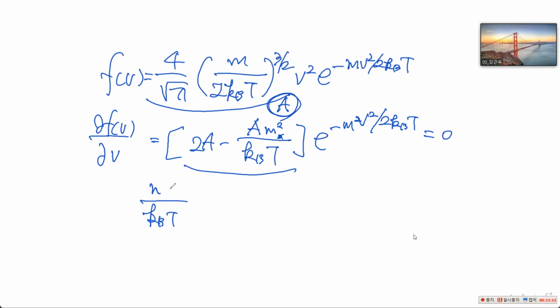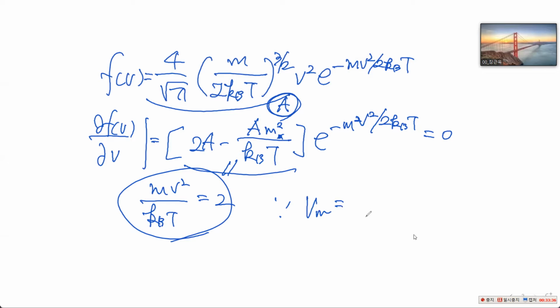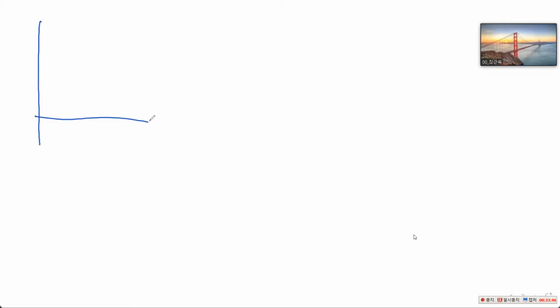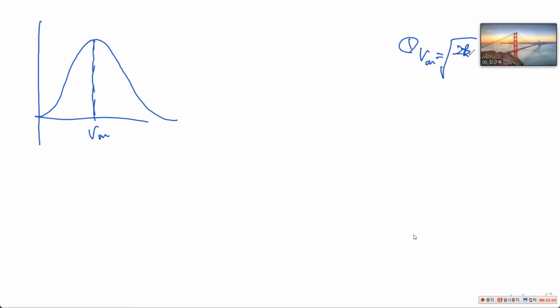kbt over mv squared have to be 2. By that result, that becomes 0. Okay, so we have the maximized value. That result, the peak value is given by 2 kbt. So what is this result means? This result means if there is Maxwell-Boltzmann distribution, peak value, okay, Vm. So we get Vm is the square root of 2 kbt divided by m. Okay.